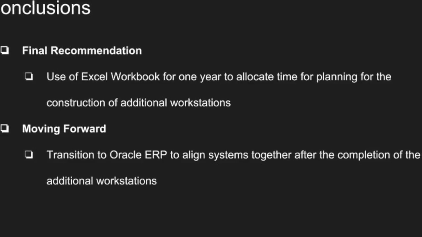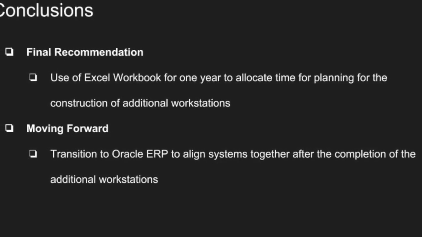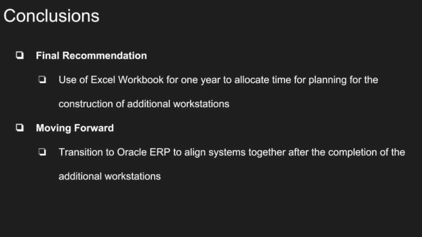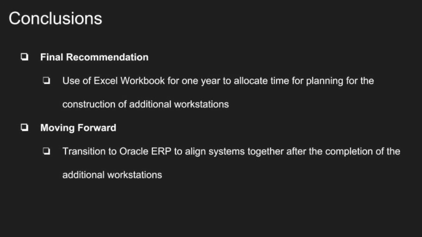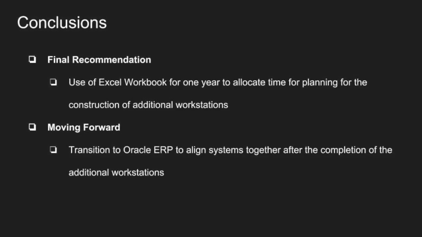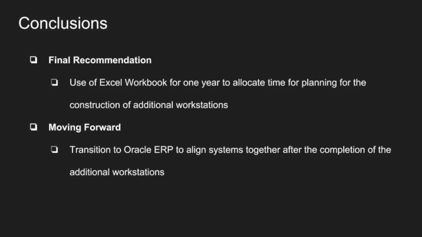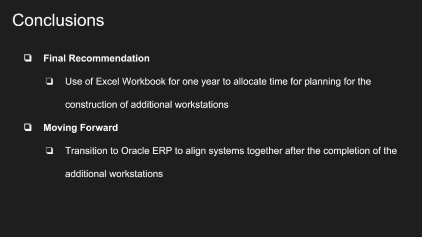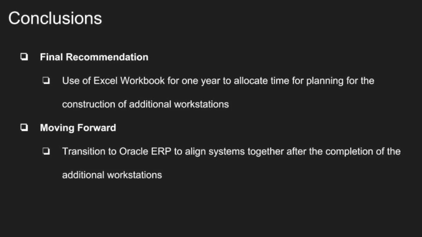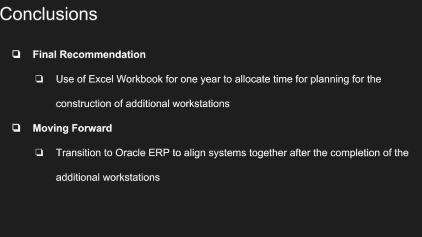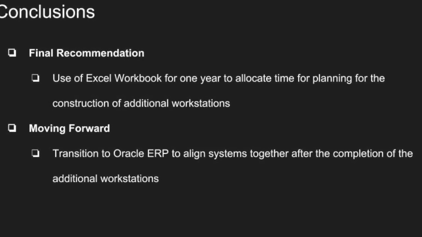My final recommendation will include the use of the Excel workbook for 1 year to allocate time for the planning of the construction of the additional workstations. Currently, the Excel workbook has the capability of calculating critical ratio as well as importing data to the different workstations. The Excel workbook also has the capability of a ranking system in terms of earliest due date, first come first serve, and shortest processing time.